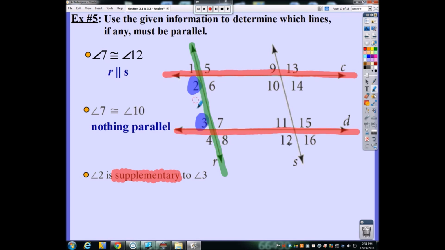So if same side interior angles are supplementary, which they're saying they are, was that enough information to conclude that we had parallel lines? And the answer is yes, that was enough information. Therefore, we may conclude that C is in fact parallel to D.